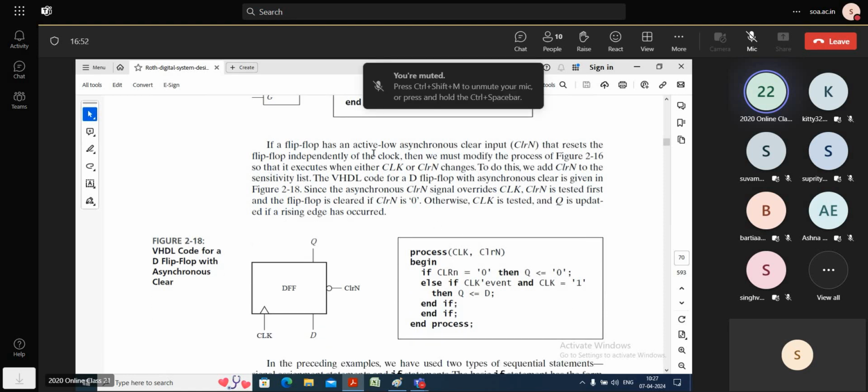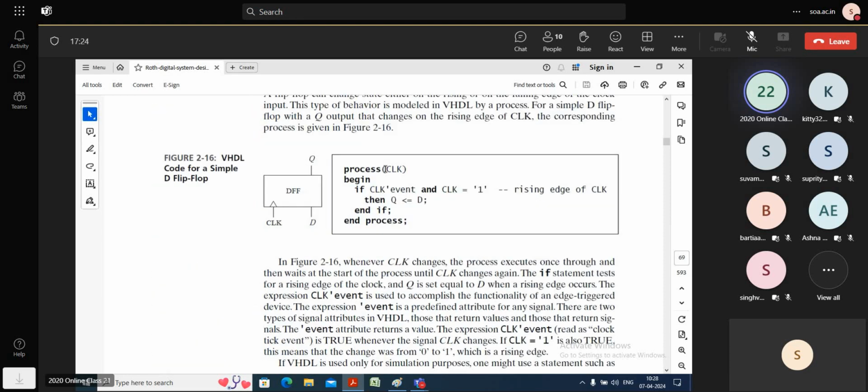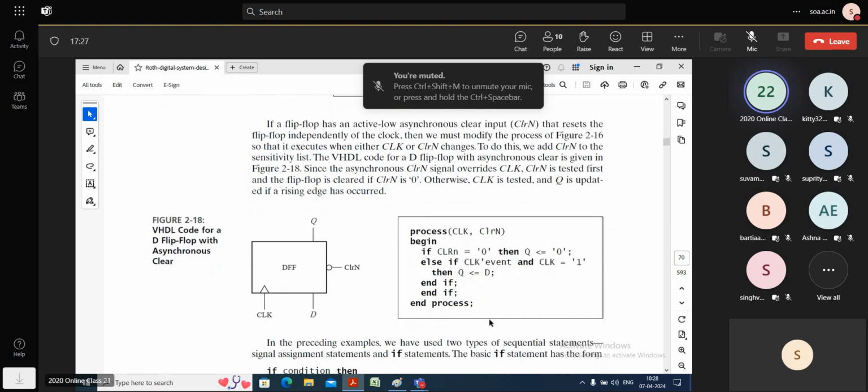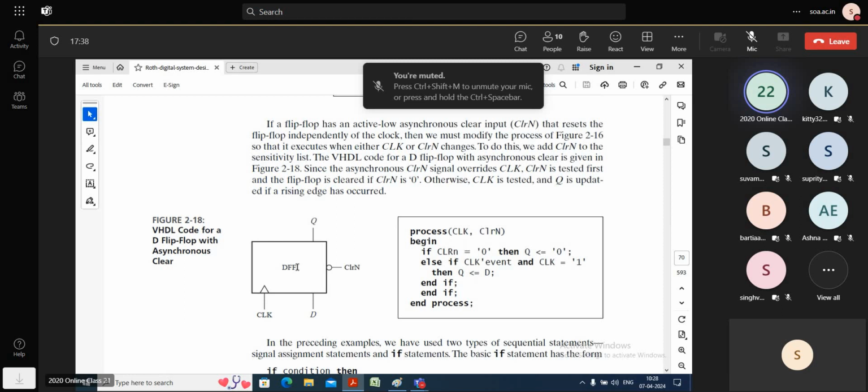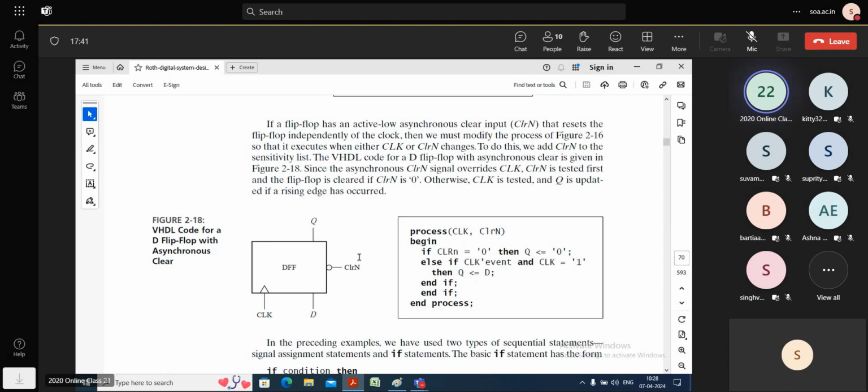Now if a flip-flop has an active low asynchronous clear input, which we denote as CLRN, it resets the flip-flop independently of the clock. It does not depend on the clock. Then we must modify the process which we used earlier in the figure 216. This flip-flop now has this active low asynchronous clear input, CLRN, which will reset the flip-flop independently of the clock.